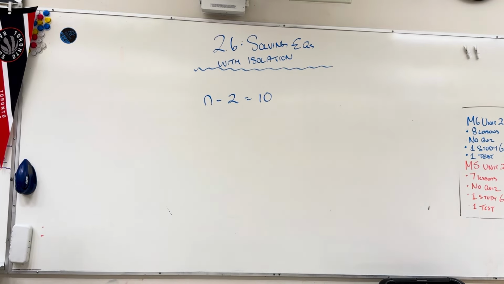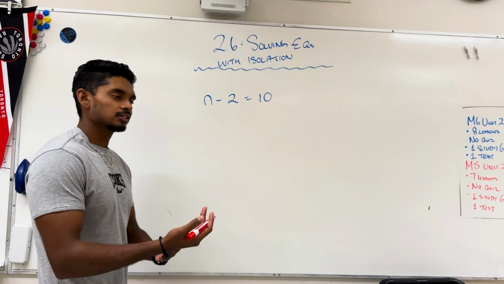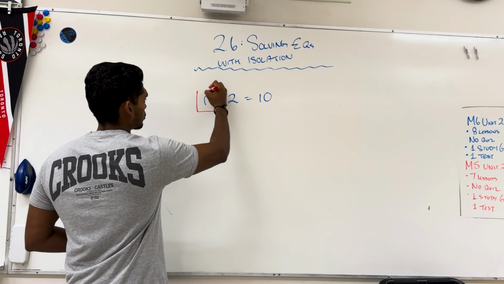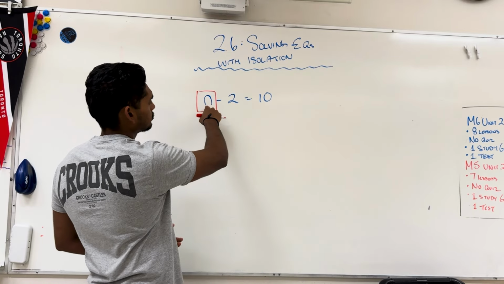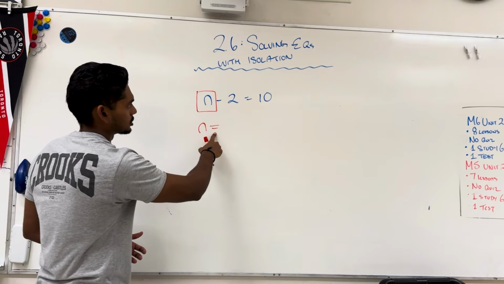2.6, grade 5 math. Here we go. Solving the equations with the variables in it using the isolation strategy. Isolation means put by itself. So what are we putting alone? The variable. Isolation of the variable. We want n, the variable, to be by itself on one side of the equal sign.